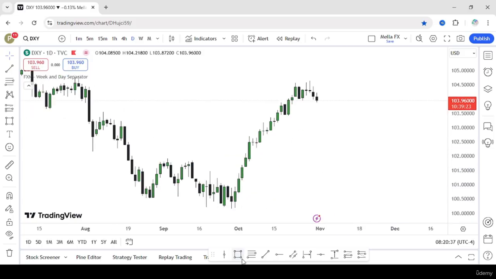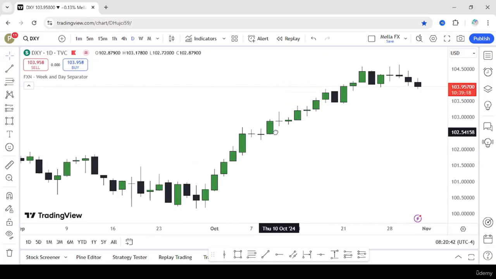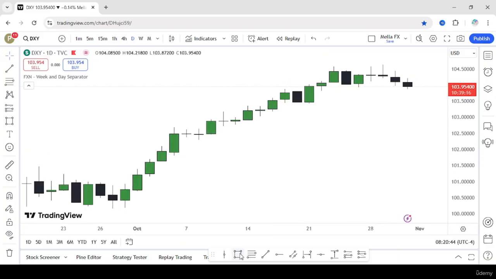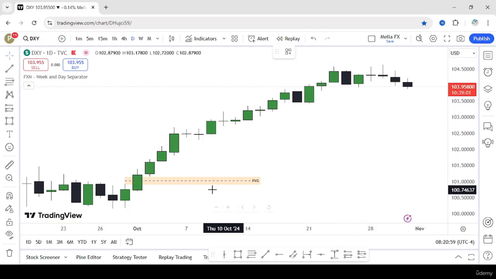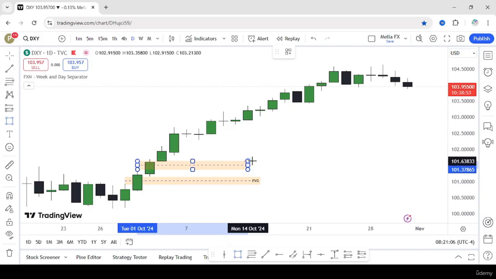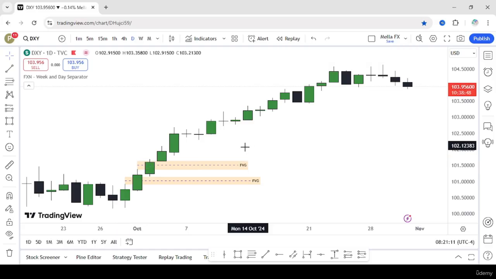We can see that there are many. In this instance, this is the dollar index, and in this price range we have multiple imbalances. Let me highlight and show you this fair value gap. It has not yet been filled. So the fair value gap may stay open like that. It's not a must for it to be immediately rebalanced.